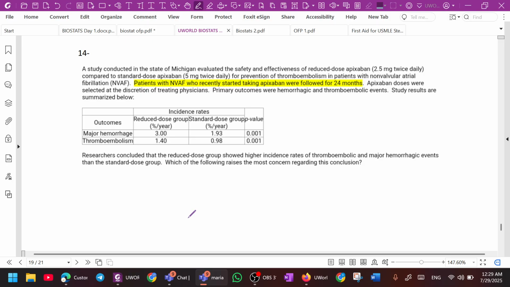Incidence rate, major hemorrhage. Okay, p-value is clinically significant. Researchers concluded that the reduced dose group showed higher incidence rate of thromboembolic and major hemorrhagic events than the standard dose group. Which of the following raises the most concern regarding this conclusion?